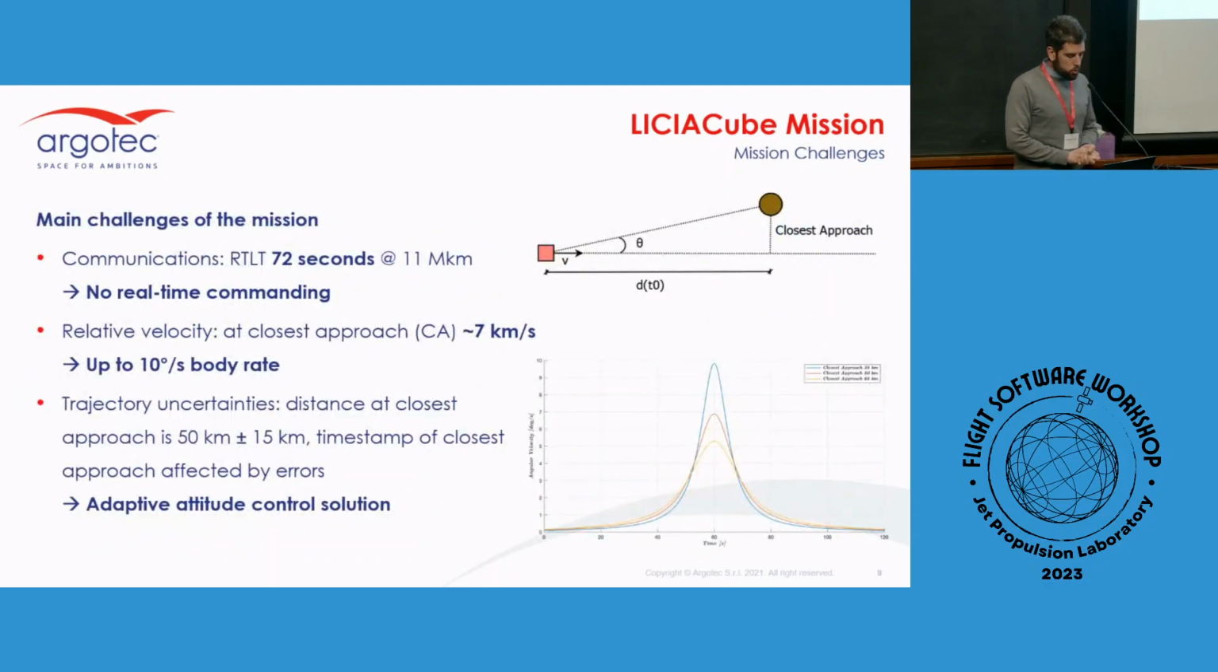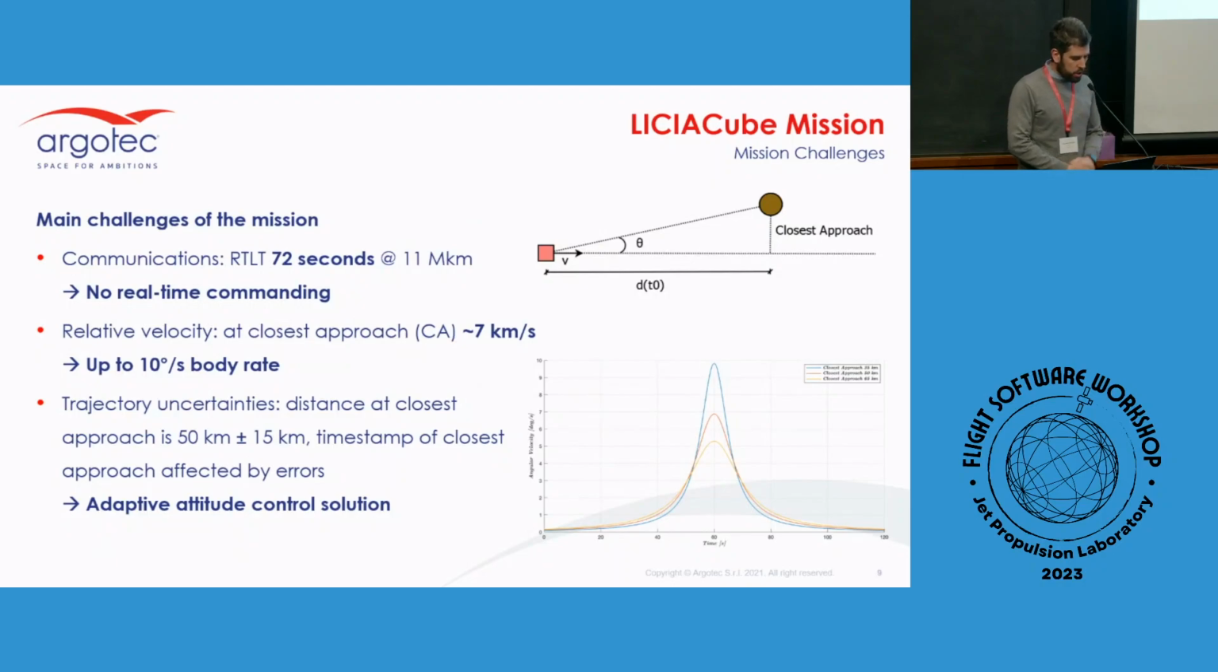So which were the main challenges and also the main drivers for the navigation software development? In the top right corner, there is a simple scheme showing how the mission behaves. We had an approach to the asteroid, passing by it, and we wanted to stare at the asteroid for the whole duration of the flyby. This could not happen with real-time commanding, of course, because being at 11 million kilometers from the Earth, we could not wait for command delivery and confirmation, which took at least 70 seconds.